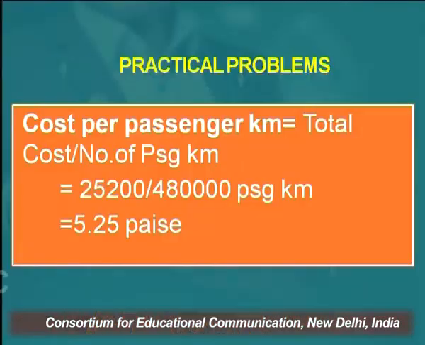So the total cost divided by passenger kilometer will give you the cost per passenger kilometer, right? So 25,200 divided by 48,000 passenger kilometer comes to 5 rupees 25 paisa, right? So this way you calculate the cost.